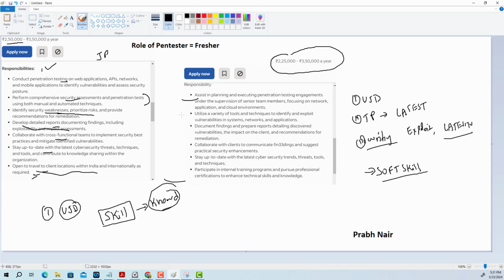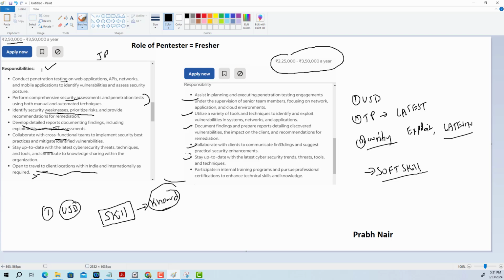Okay, understand the variety of tools, document the findings, prepare the detailed report. So here they're talking about the writing skills. Collaborate with the client to communicate findings and suggest practical security enhancements; that shows your leadership quality. I was talking about this, where in a mock interview you can show your leadership skills and how you basically address that. Okay, stay updated with the list.